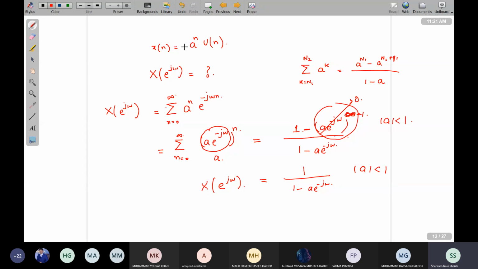You will be utilizing this thing again and again, that x of n का discrete time Fourier transform जो आपने find किया है, which is exponential j omega, that is nothing but यानी a raised to power n u of n का, that is 1/1 minus a exponential minus j omega, with the condition that a is lesser than 1. ठीक हो गया जी?